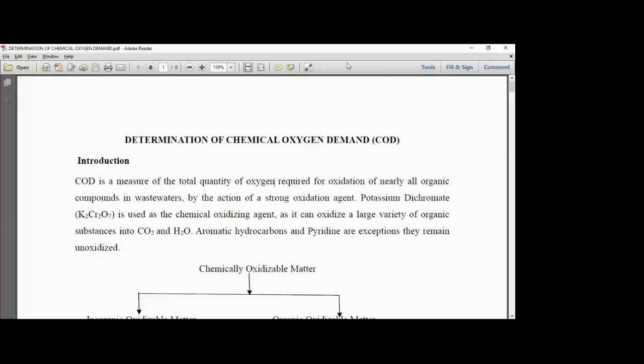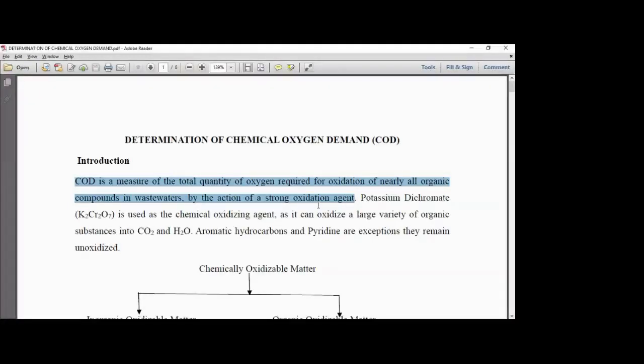Now in BOD, we were finding out the oxygen required for the oxidation of organic matter only. Now we are going a step ahead, and what we are going to do in chemical oxygen demand is, you must be seeing on your screen, what is chemical oxygen demand? Chemical oxygen demand is a measure of the total quantity of oxygen required for the oxidation of nearly all organic compounds in wastewater by the action of a strong oxidizing agent.